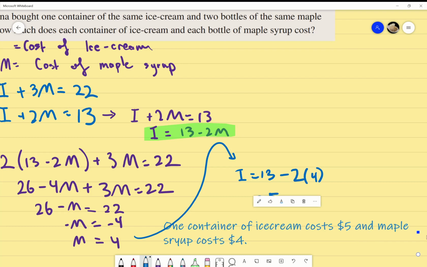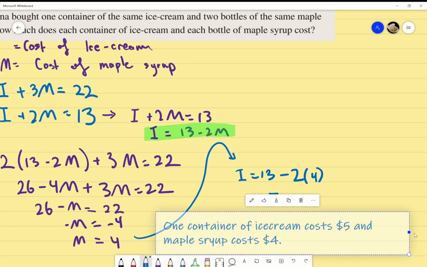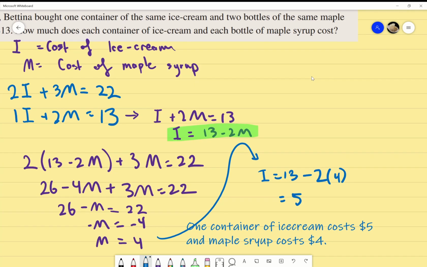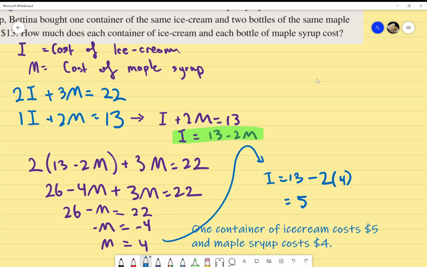Any questions? Okay, this is exercise 2K. I'm going to ask you guys to get started on that as soon as you finish writing down these notes.